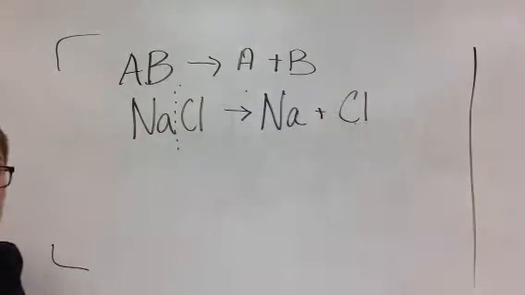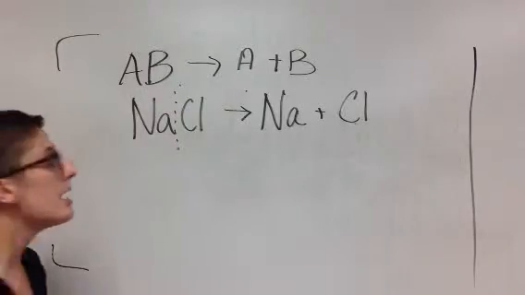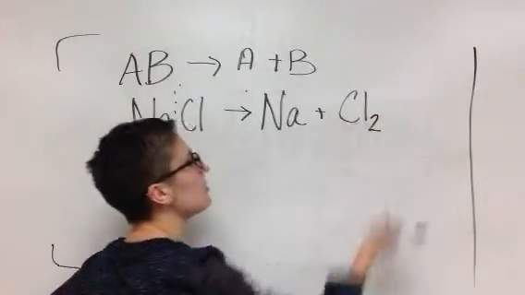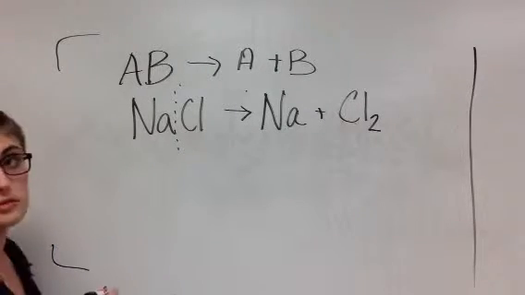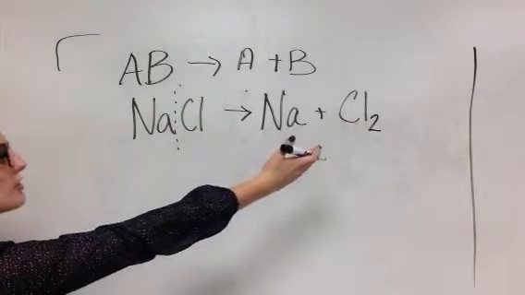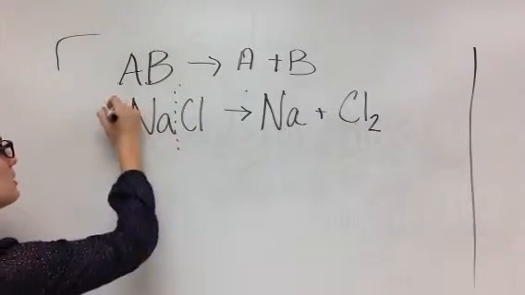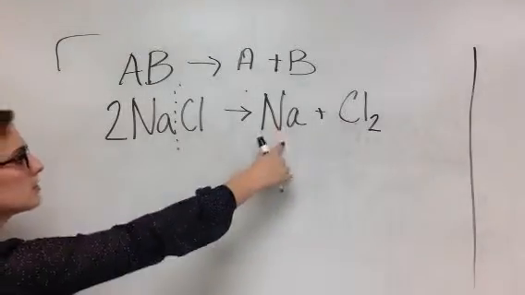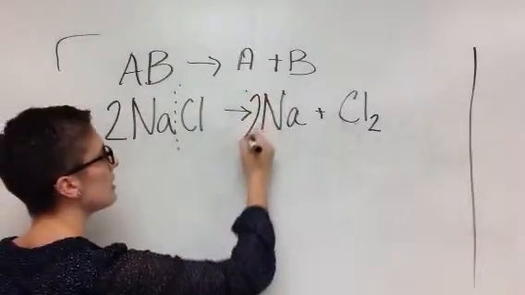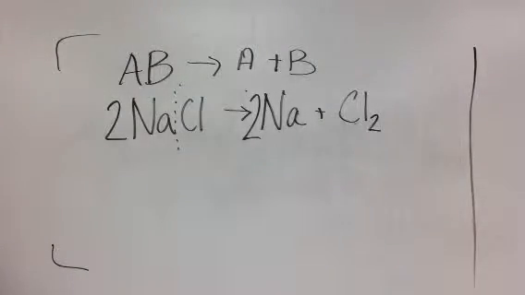Now remember your Hofbrinkels, chlorine is a Hofbrinkel, so that means it's a diatomic element, and it does not exist on its own. It has to have a twin with it. And once we make sure we have our diatomics, we can balance the reaction. So I have 2 Cl's on that side and only 1 on this side, so I need to put a 2 in front of NaCl. Now I have 2 sodiums and only 1 sodium on this side, so again, I need a coefficient of 2.